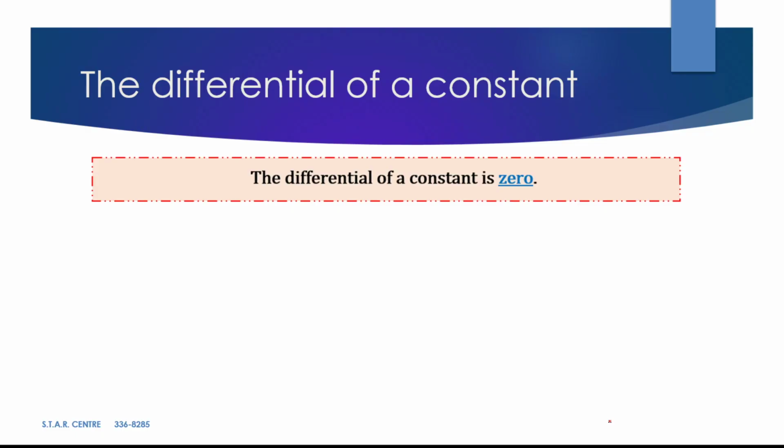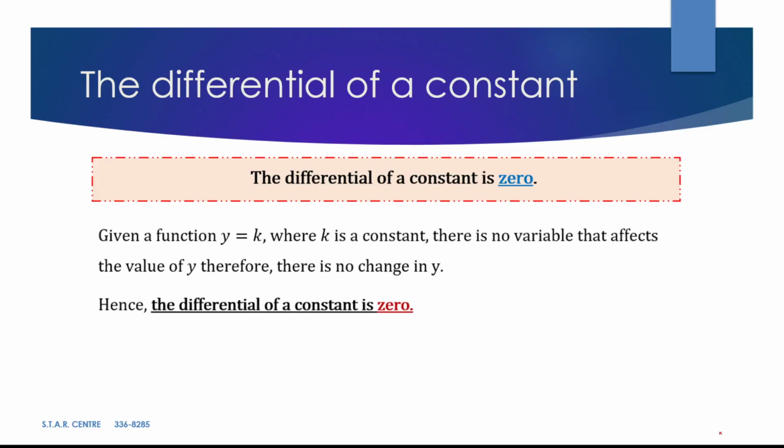So our next rule for basic derivatives is the differential of a constant. A constant is a term that is not associated directly with a variable. So for example, 5 is a constant. But if I have a variable such as x, then that is not a constant. So the differential of a constant gives 0.